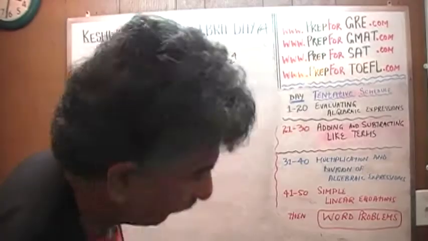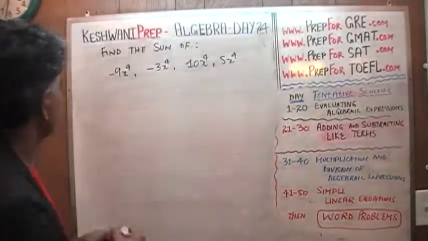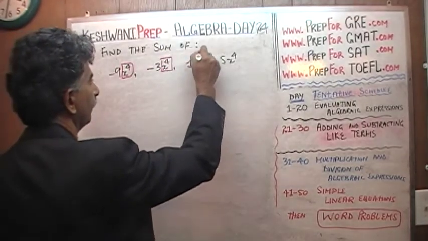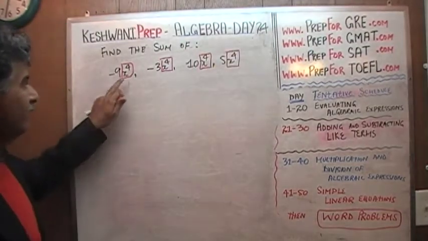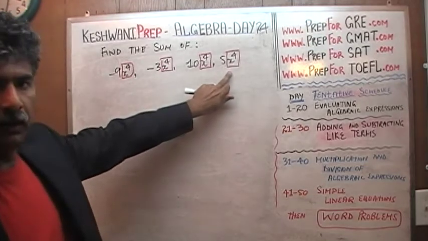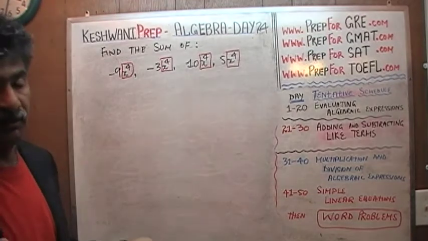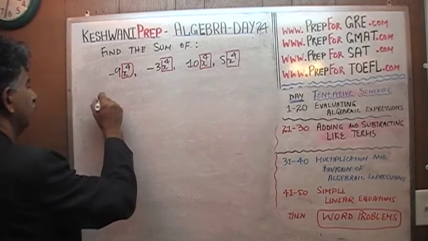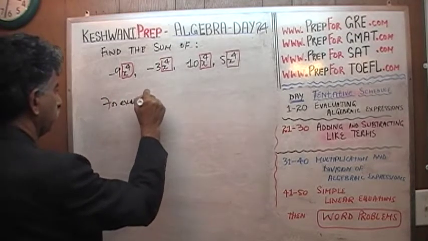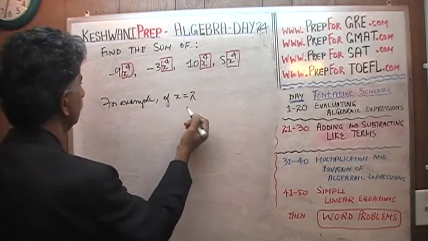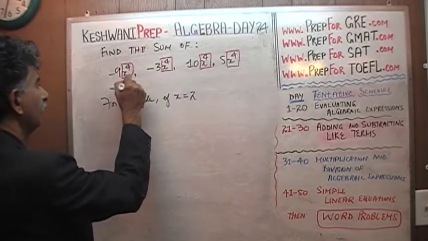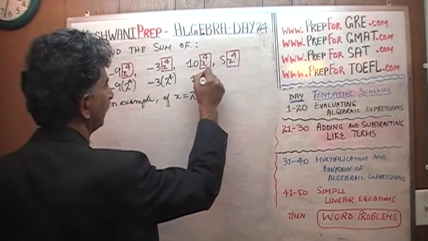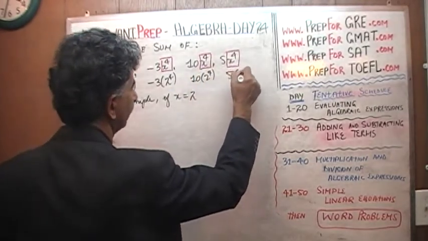Now you understand that this x to the 4th appears everywhere: x to the 4th, x to the 4th, x to the 4th, and x to the 4th. Since it's the same variable, x, being raised to the same power, it's a constant number, whatever the x happens to be. For example, if x happens to be 2, then this would be negative 9 times 2 raised to 4, negative 3 times 2 raised to 4, positive 10 times 2 raised to 4, and 5 times 2 raised to 4.